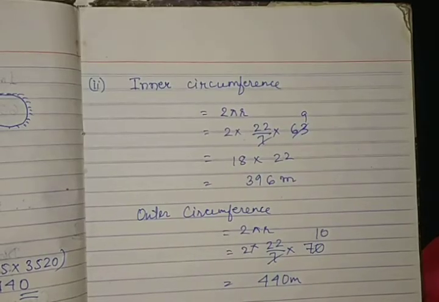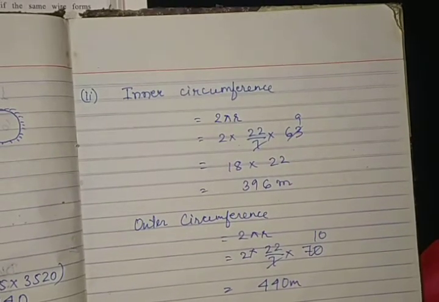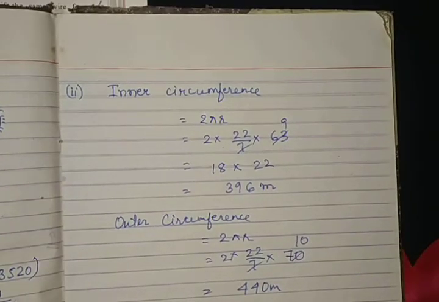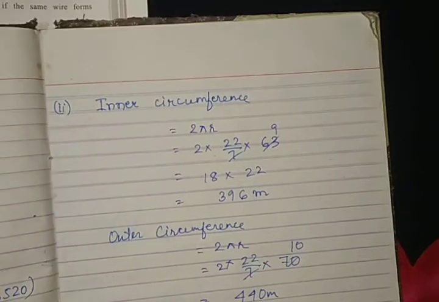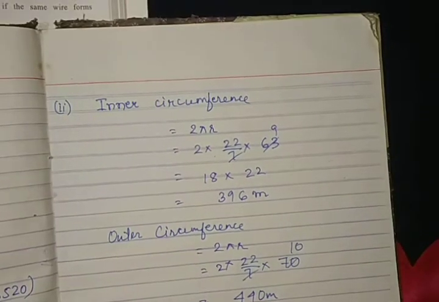Now similarly, question number 12 says that here also the circular field has a radius of 105 meter, and you need to find the area of the road, just similarly as number 11 is done, and question number 13 is also to be done in the same way. Now let's see question number 14, another interesting one.